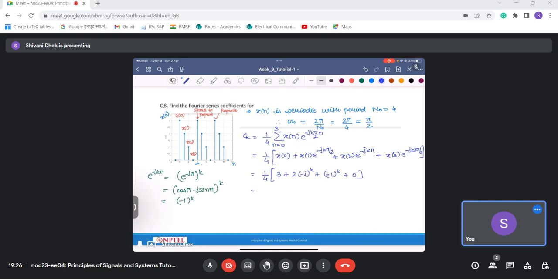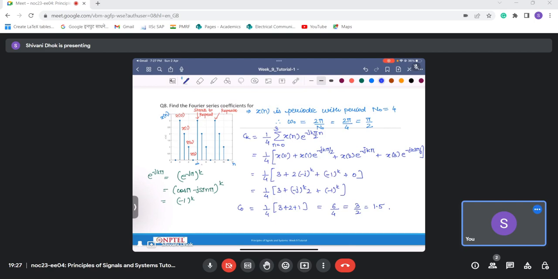So what we have is ck is 1 by 4. Inside the bracket it is 3 plus minus j to the power k into 2 plus minus 1 to the power k. Okay. Now let us look at what is its DC component. So it is equal to 1 by 4 inside the bracket 3 plus 2 plus 1 plus all zeros. So it is equal to 6 by 4, which is equal to 3 by 2, which I can write as 1.5. I hope this part is clear to everyone. So these are the Fourier series coefficients for the considered signal.